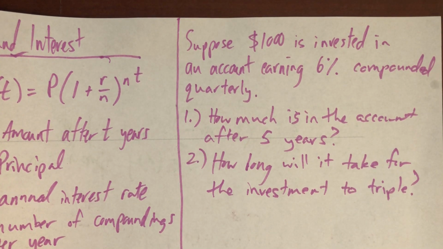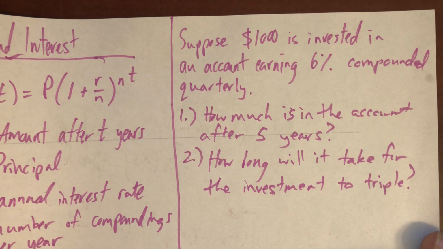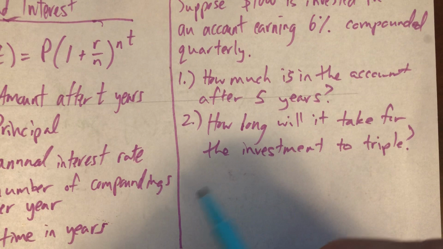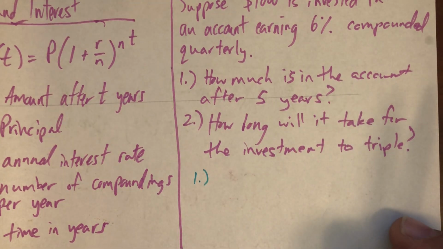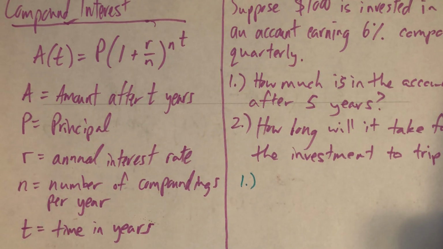So we're going to suppose that $1,000 is invested in an account earning 6% compounded quarterly. How much is in the account after 5 years? All right, well, let's do that. So for the first part, it would probably be in our best interest to maybe line up what all these values are, right?